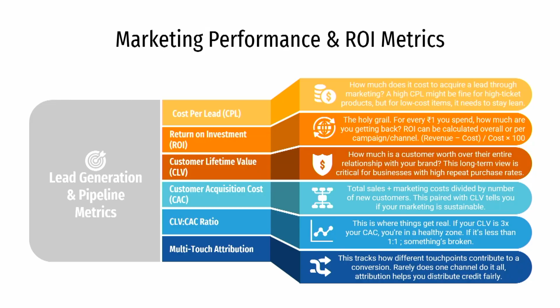Last one is the multi-touch attribution. This tracks how different touch points contribute to a conversion. Rarely does one channel do it all. Attribution helps you distribute the credit fairly. From where and how many customers are coming from the digital channels, how many customers are coming from the traditional channels, how many customers are coming from the social media channels. So, this helps us understand and optimize the channels.